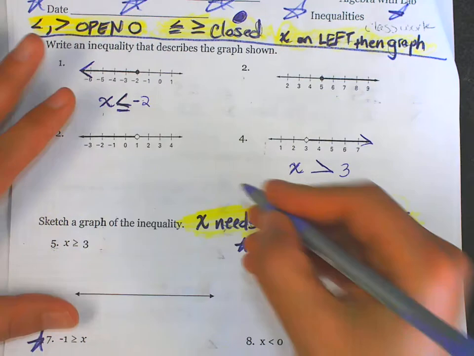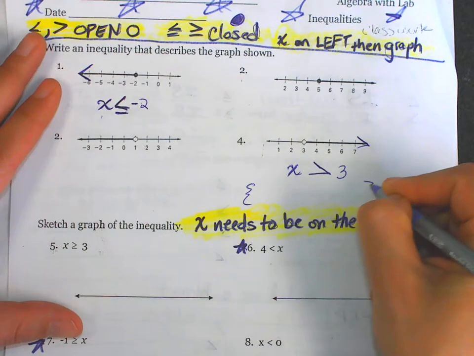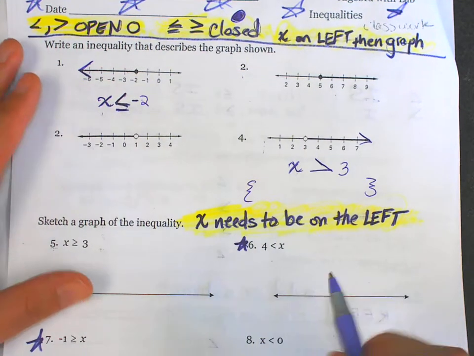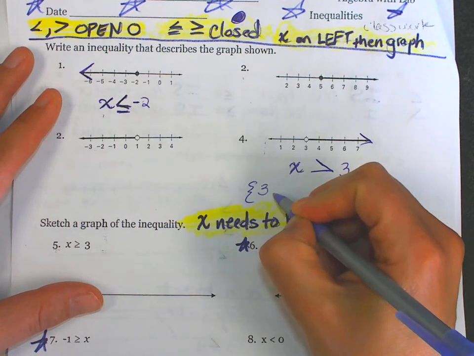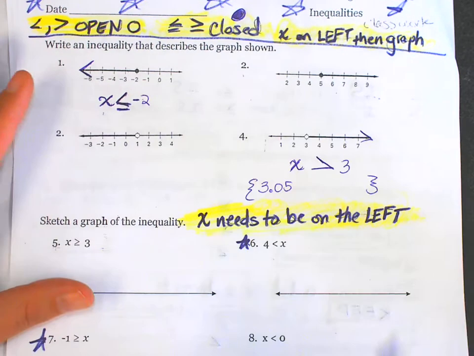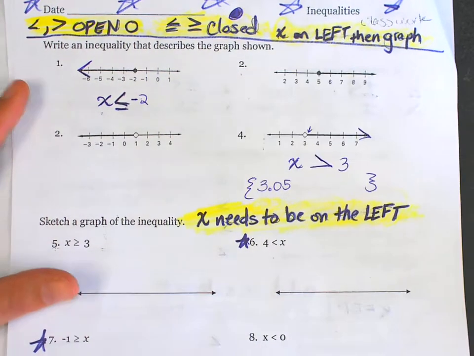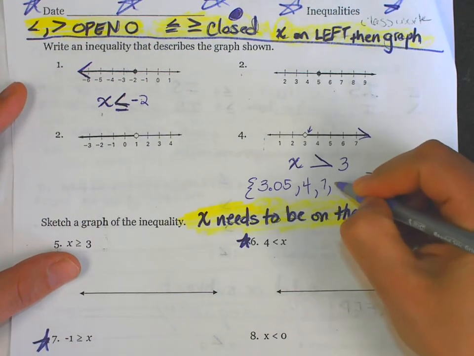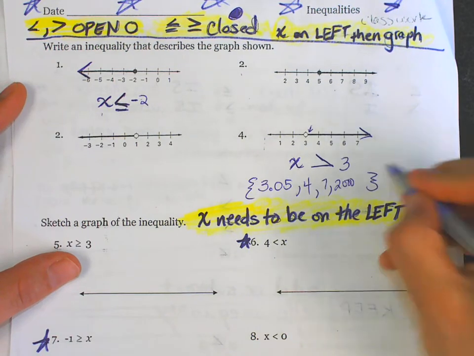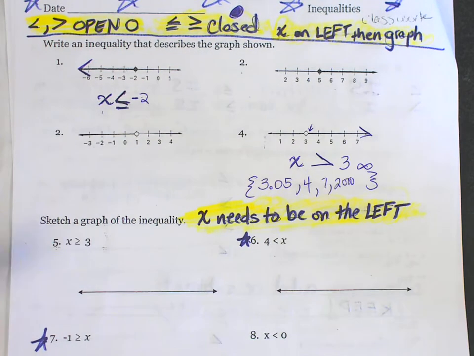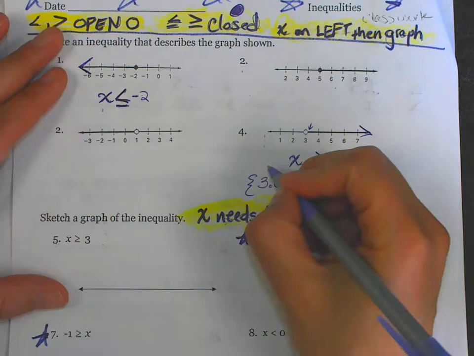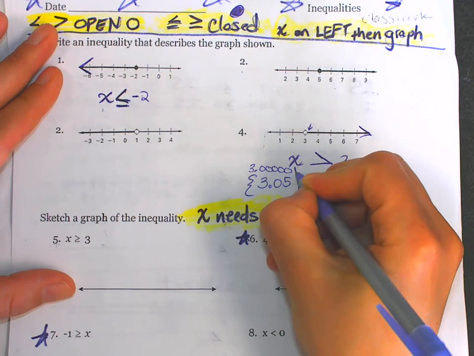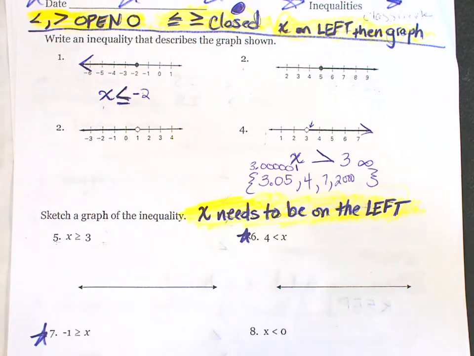So let me give you an example of what we call a solution set. 3 would not be in there. 3.05 could be an answer. It'd be really close. 4 is an answer. 7 is an answer. 2,000 is an answer. And positive infinity is an answer. 3.000001 is an answer.